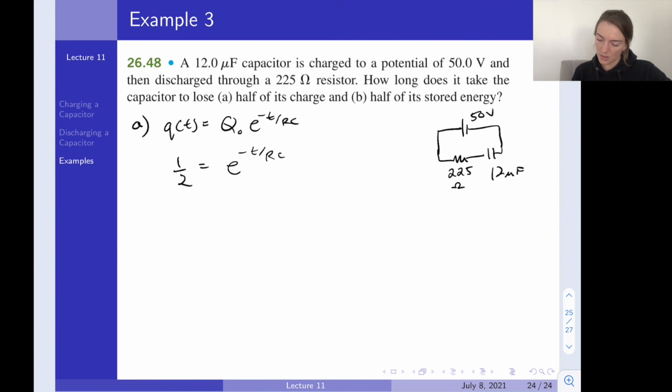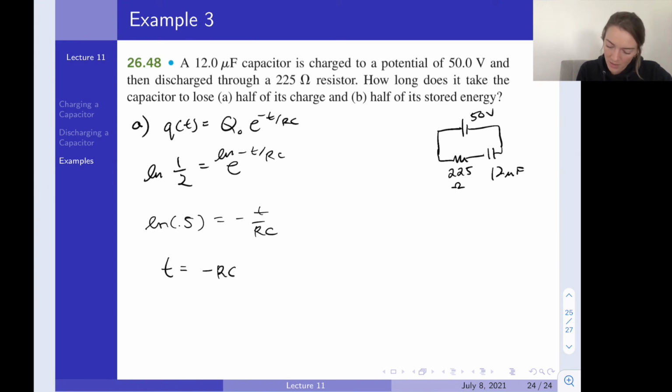So let's get an equation for T before we plug any numbers in. So the first thing we're going to do is, again, take ln of both sides. So that becomes ln of 0.5 is equal to negative T over RC. We can multiply both sides by negative RC. So we get that T is equal to negative RC ln 0.5. And then we can plug things in.